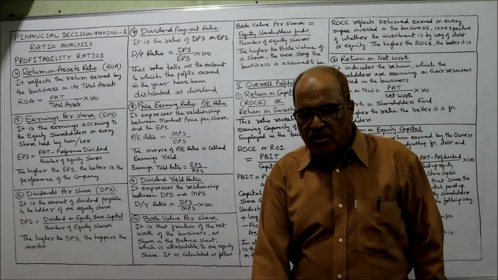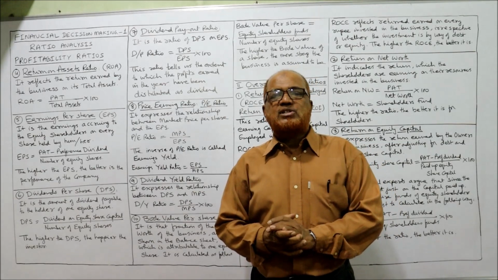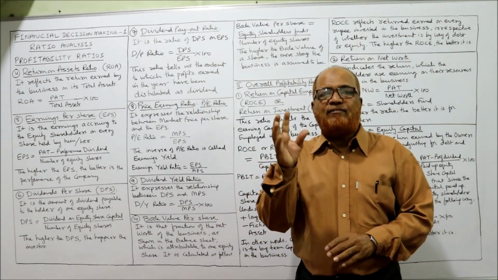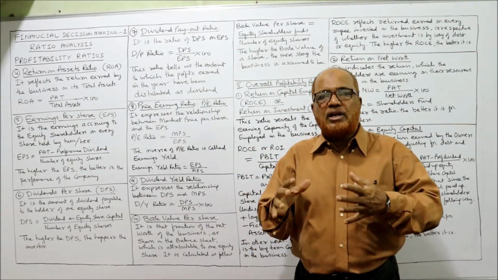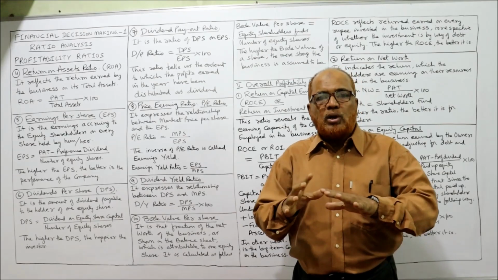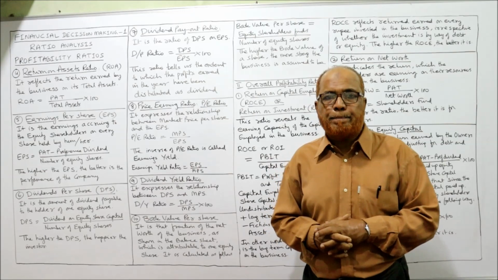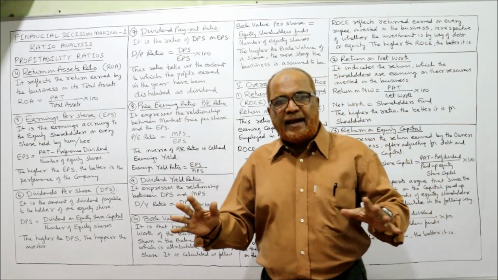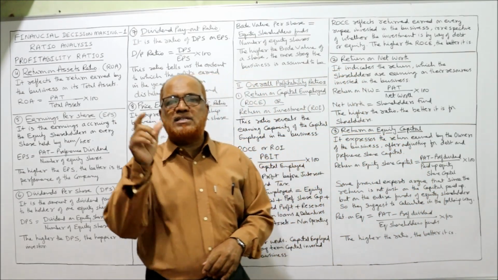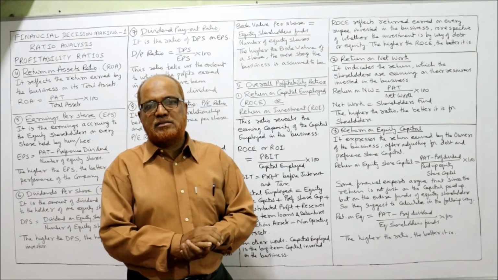That's it. So 10 formulas I have explained on overall profitability, and 5 ratios on general profitability. So totally 15 ratios are there on profitability, the highest number. So this is the end of the theoretical part of the chapter ratio analysis.